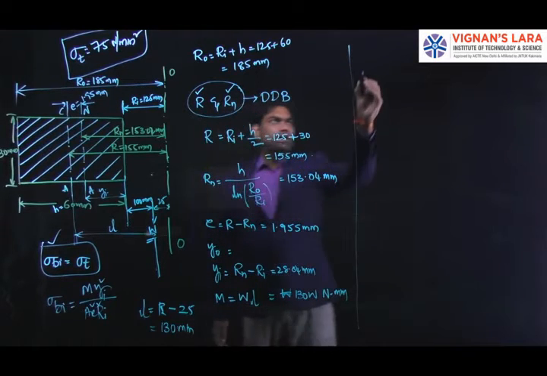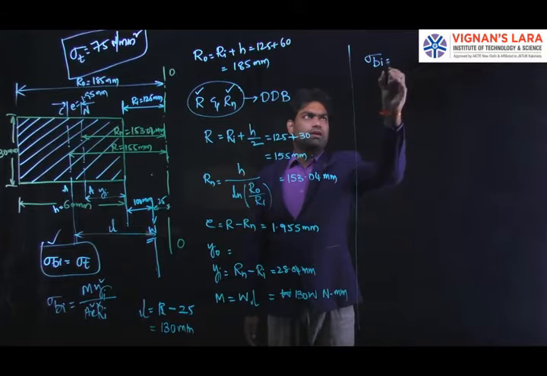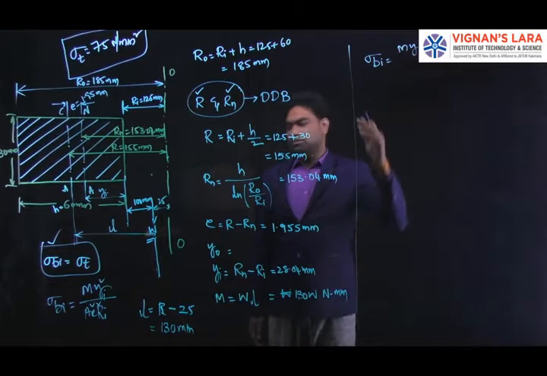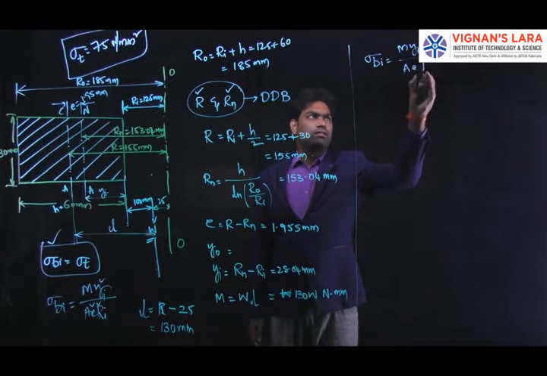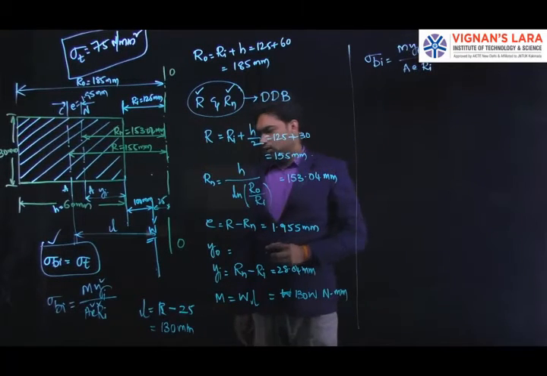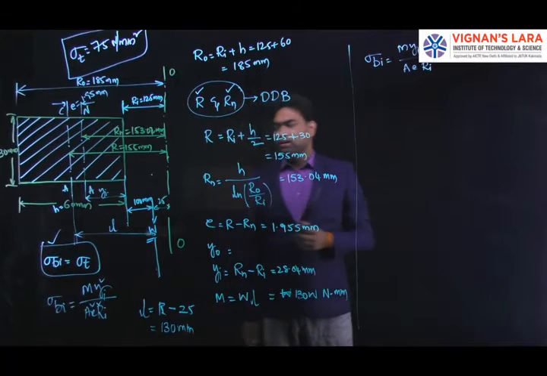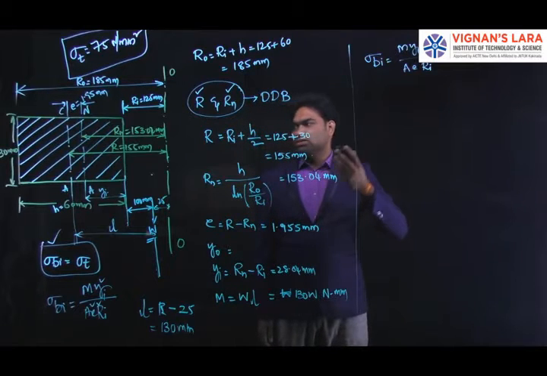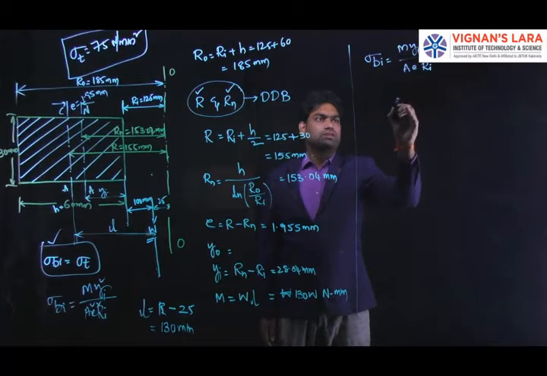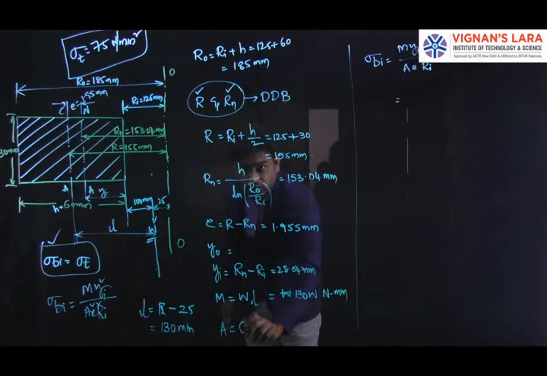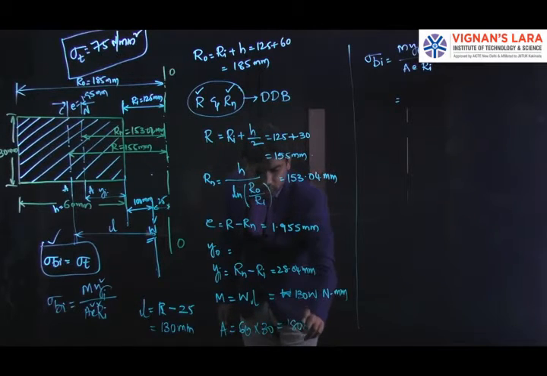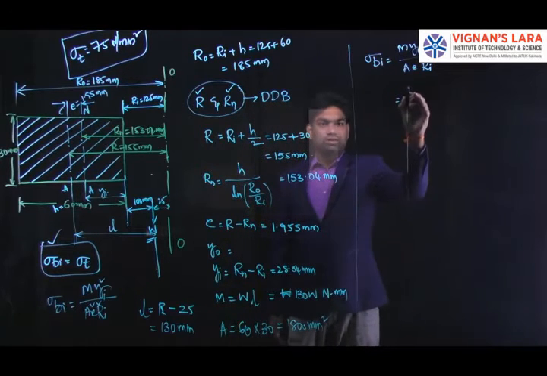So then we find out sigma bi, the maximum stress at the inner fiber: sigma bi equals M yi by A into ri. The area of cross section is 60 into 30, so we can substitute it directly, no need to find out individually. So area equals 60 into 30, 1800 mm square.